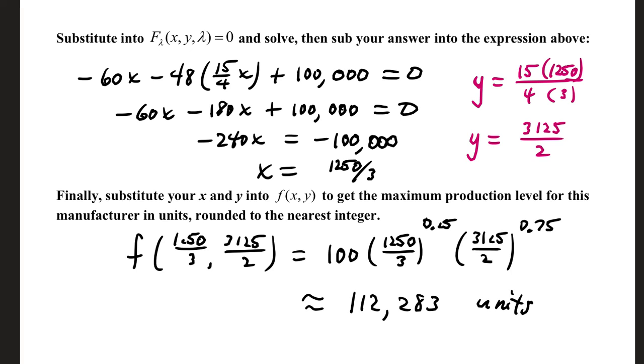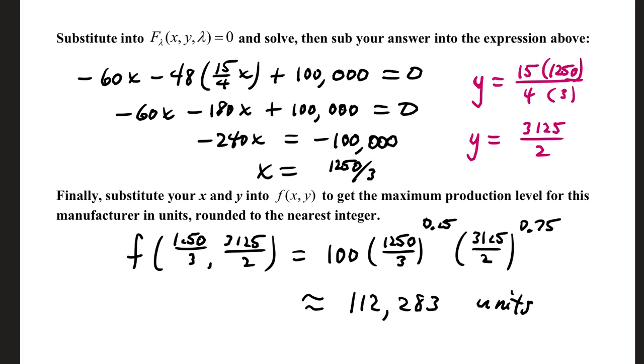Substitute back on the last page your third partial derivative, the one that was with respect to lambda. So we have negative 60x minus 48. That was our y value that we found at the very end, plus 100,000 equals 0. 48 times 15/4 is 180. So that gives us negative 60x minus 180x plus 100,000. The first two terms make negative 240x. Subtract 100,000 on both sides. Divide both sides by negative 240. And that gives you a reduced fraction of 1250 over 3.